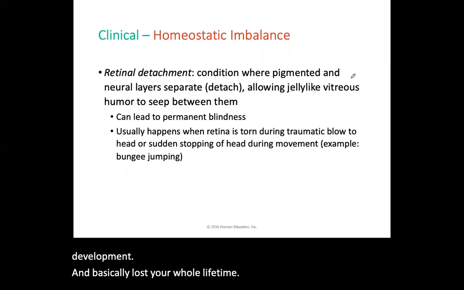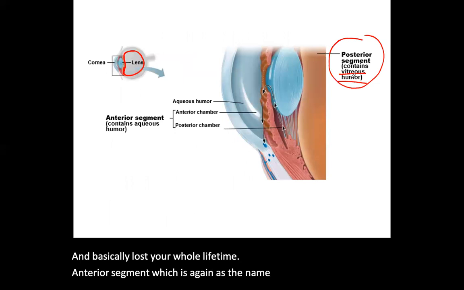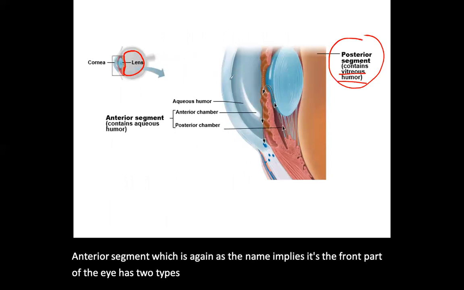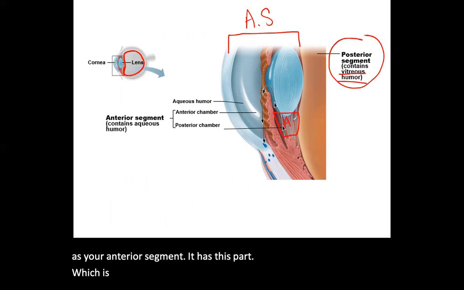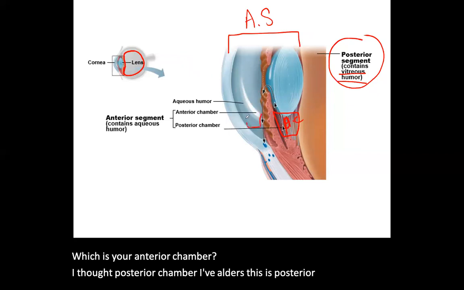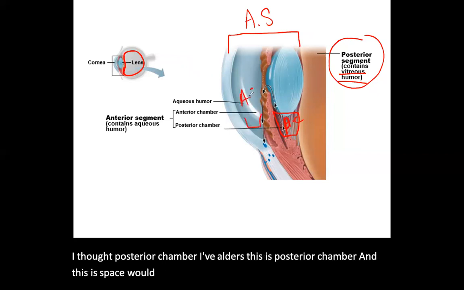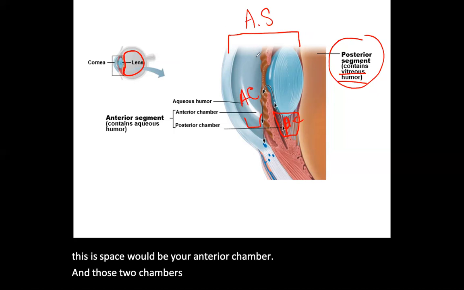The anterior segment, as the name implies, is the front part of the eye and has two types of chambers. If this whole thing is identified as your anterior segment, it has this part, which is your posterior chamber, and this space would be your anterior chamber. Those two chambers together make your anterior segment.